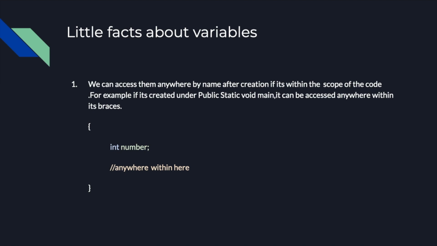So anywhere within the braces and underneath int number, we can use the variable name number anywhere within the braces. Anywhere outside those braces, number is inaccessible. Anywhere outside main, if we made int number in main, anywhere outside that, we can't use it. We can't touch it. It's invisible. We can't see it.